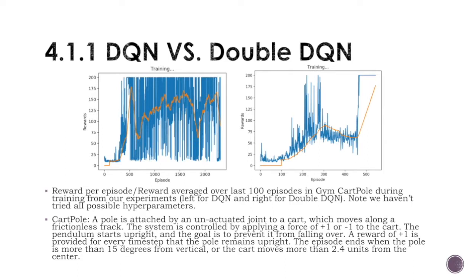Take the application of DQN and double DQN to the cart-pole task, for example. The blue line plots the cumulated return in each episode, while the orange line plots the cumulated return averaged over the latest 100 episodes. One can see that the learning curve fluctuates much more seriously compared to what happens in the double DQN case.